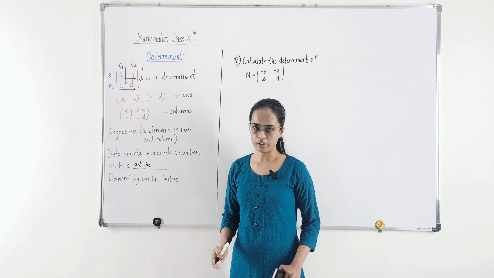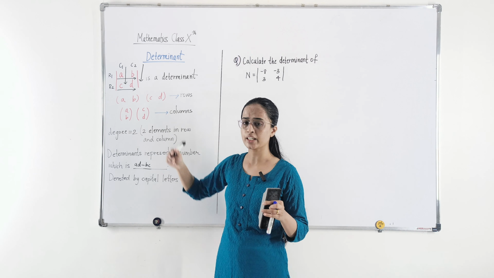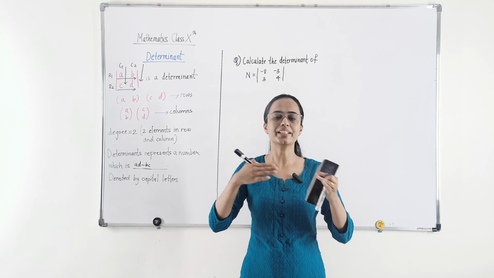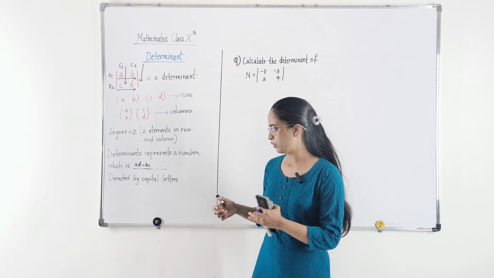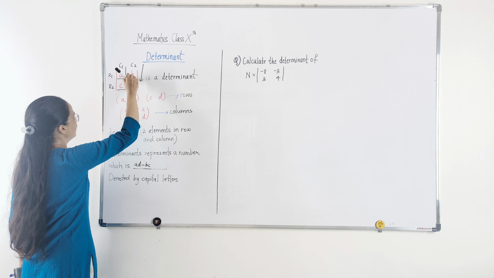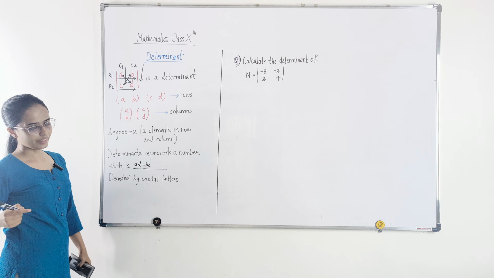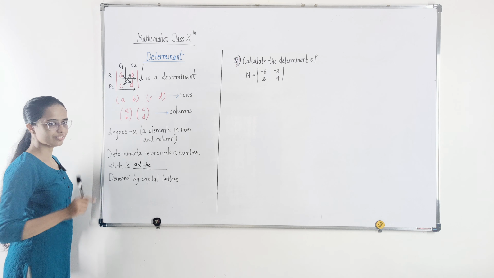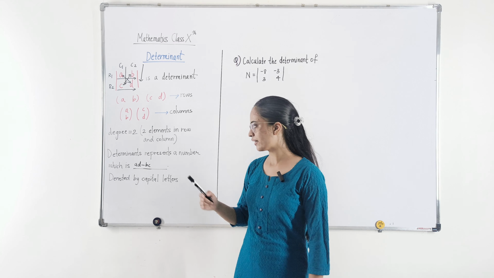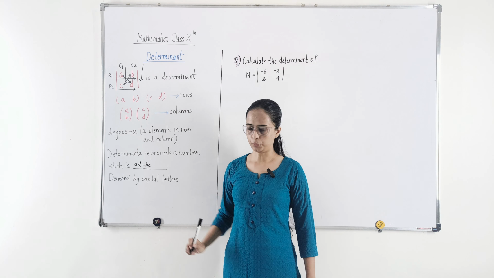So if at all you have been given an arrangement of this kind, or basically you have been given a determinant, and if you are asked to calculate its mathematical value, then what you're supposed to do is cross multiply the opposite values. So you're supposed to multiply A with D, you're supposed to multiply B with C and take the difference. The resultant value that you will get in this case is nothing but the determinant of the given arrangement.